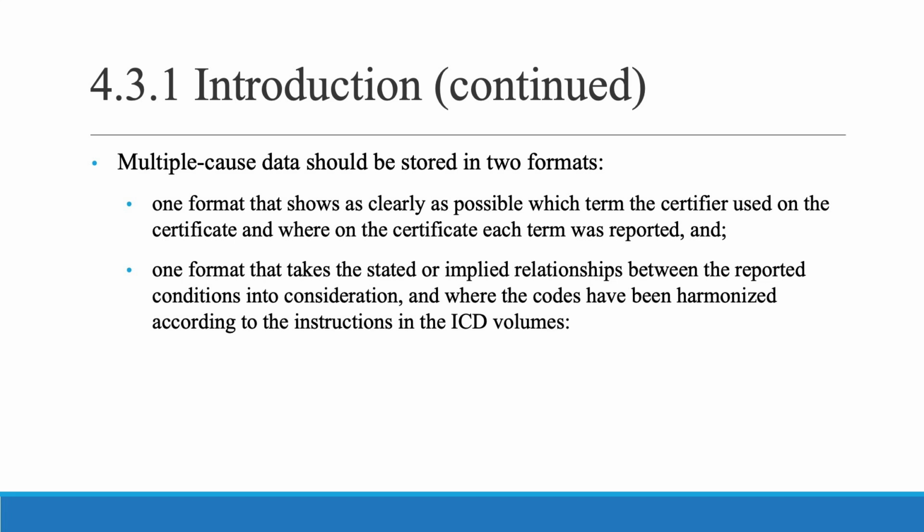The recommendation to retain the information about each cause's location on the certificate allows for some standard multiple cause analysis, such as how often the underlying cause is reported alone on the lowest used line of Part 1, or how often a specific cause of death is reported in Part 1 as part of the sequence of events leading to death, versus how often it's reported in Part 2 as a contributing cause.